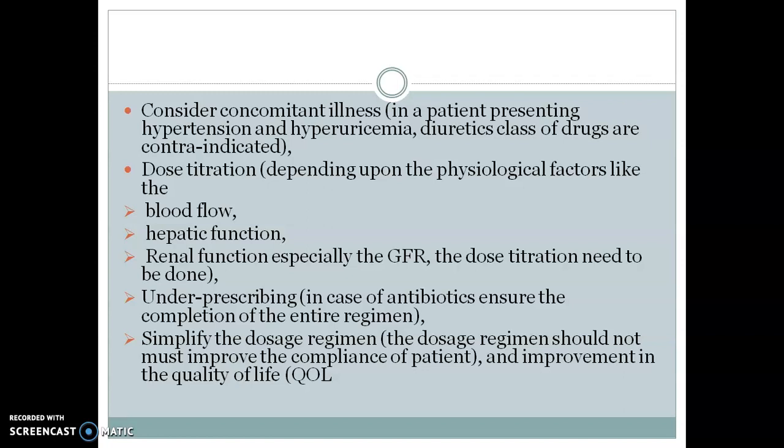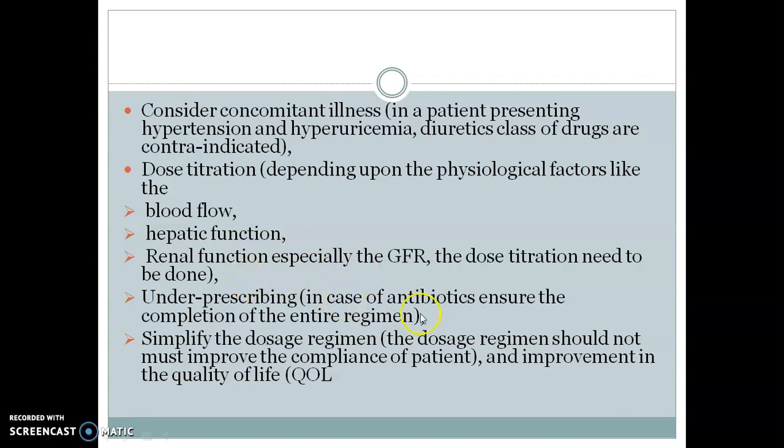Consider concomitant illness: in a patient presenting with hypertension and hyperuricemia, diuretics are contraindicated. Whenever the patient presents with both conditions, the diuretics class of drugs is contraindicated. Dose titration should depend on physiological factors like blood flow, hepatic function, and renal function, especially the GFR.